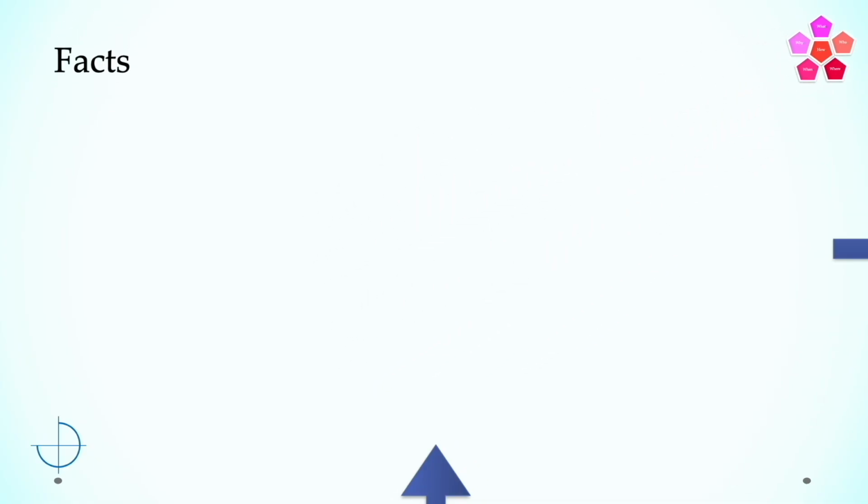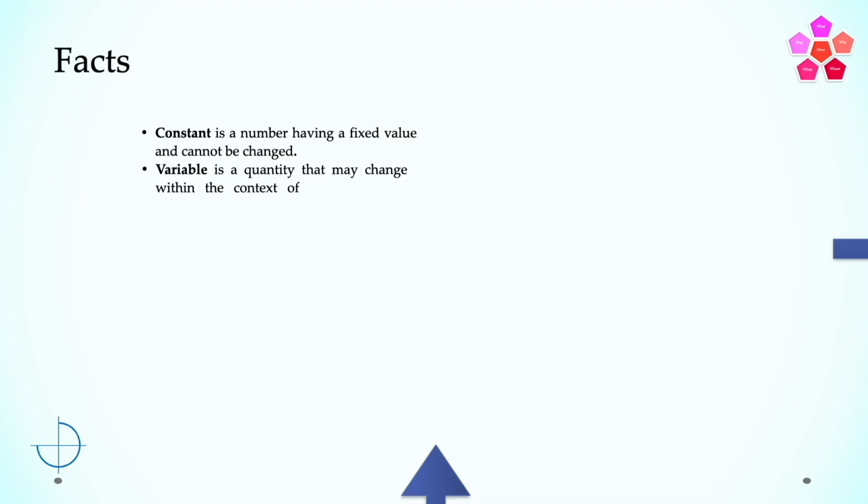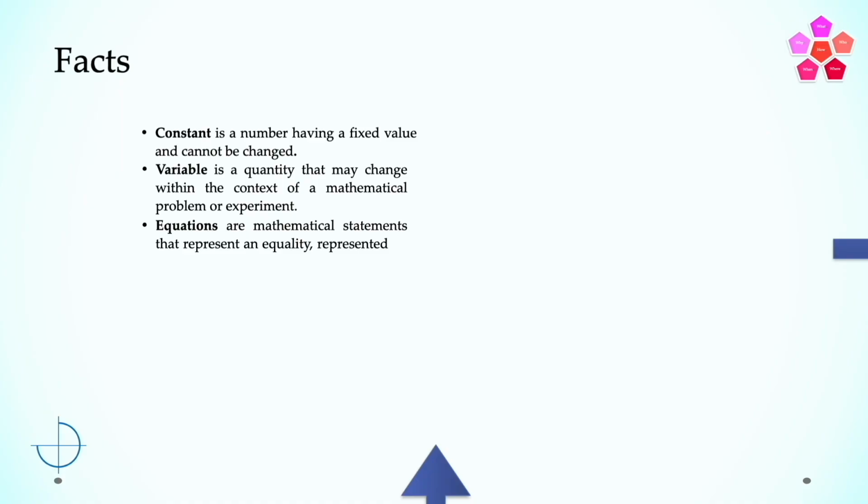Let's start with some facts. The assumption is that you're already aware of these facts and have a good fundamental understanding. A constant is a number having a fixed value and cannot be changed. A variable is a quantity that may change within the context of the mathematical problem or experiment. Equations are mathematical statements that represent an equality represented by the equal sign. They have an LHS, that is the left-hand side, and an RHS, the right-hand side.